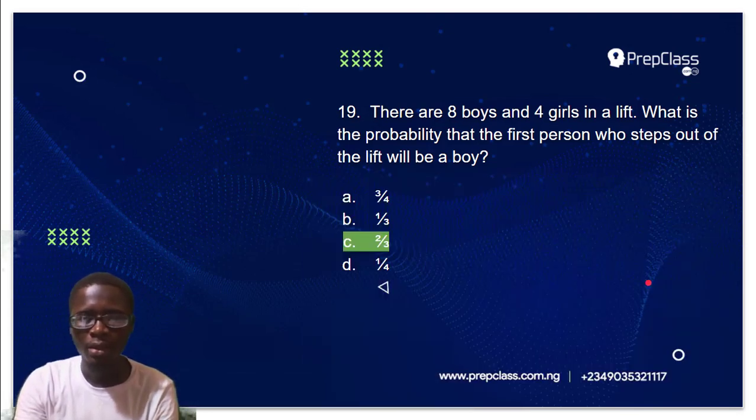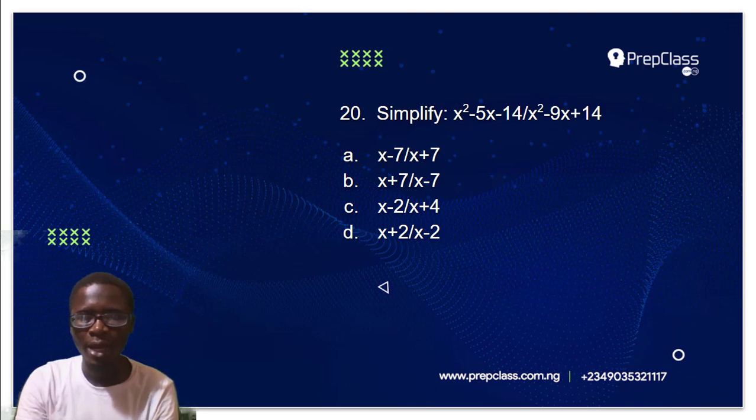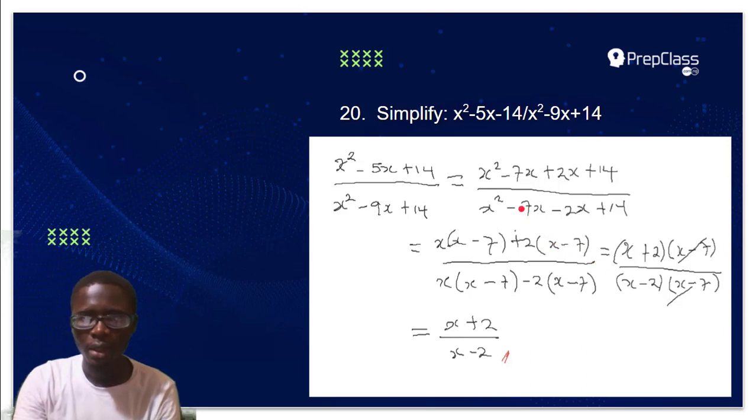The last question in this video says simplify x squared minus 5x minus 14 all over x squared minus 9x plus 14. So we need to write this in this format. As you can see, I think this gives a clearer picture of what is expected.